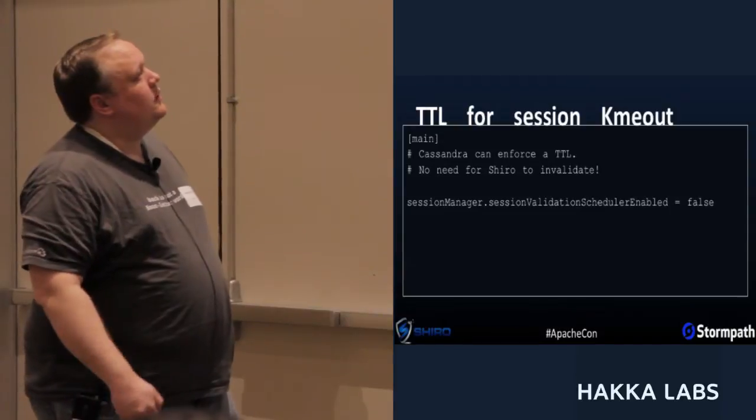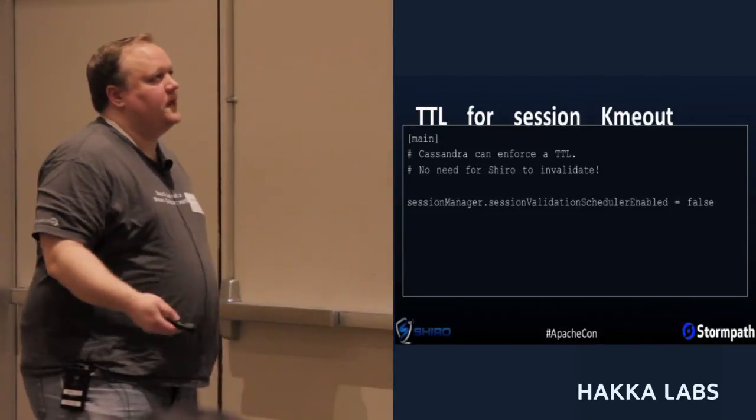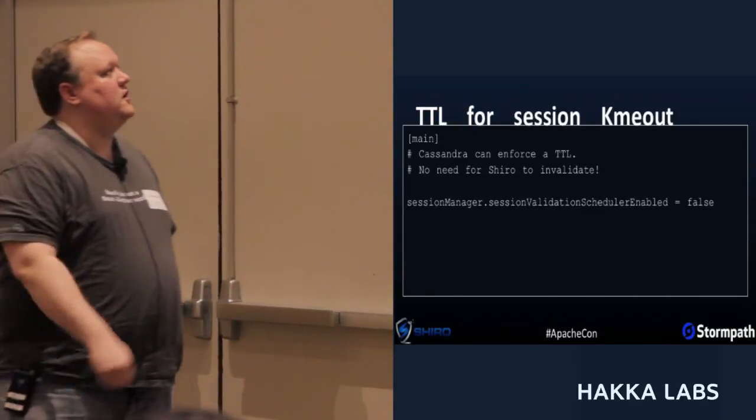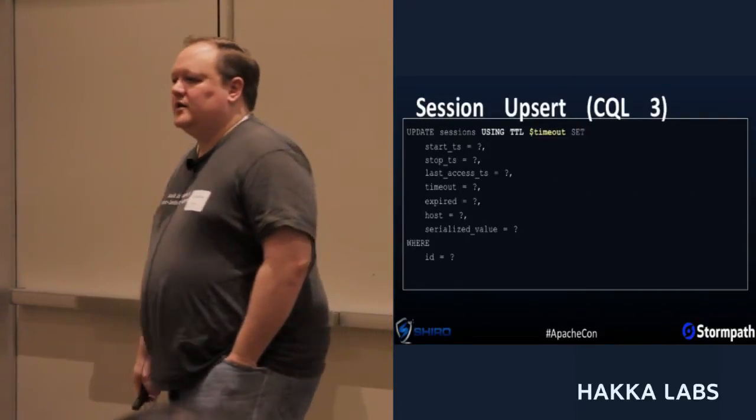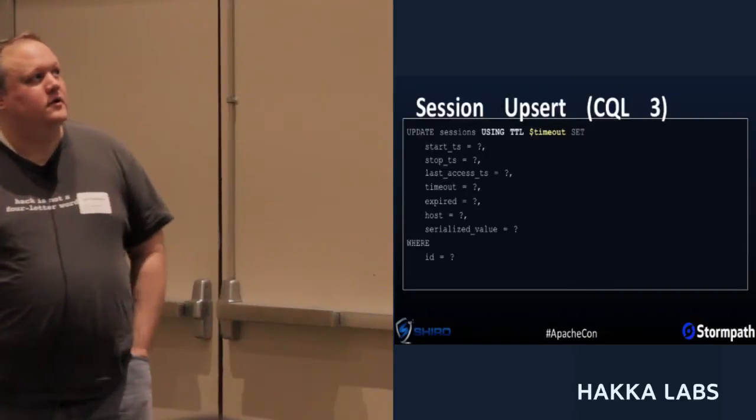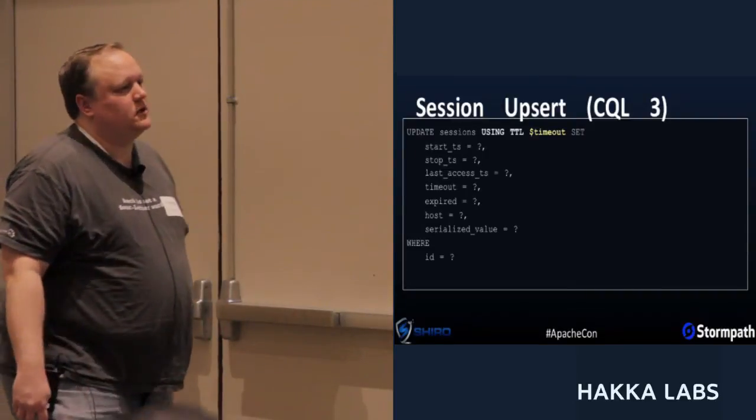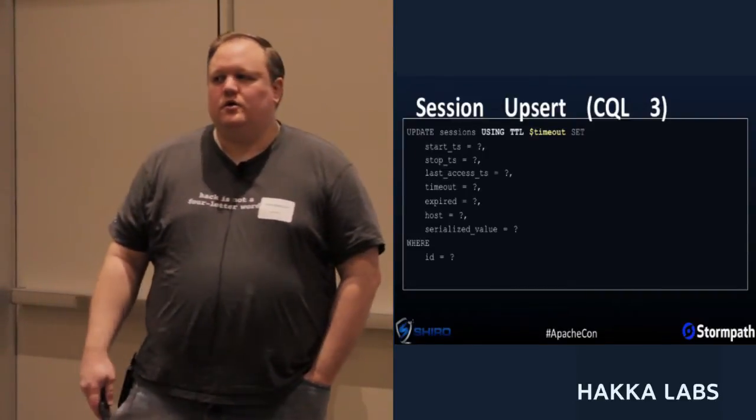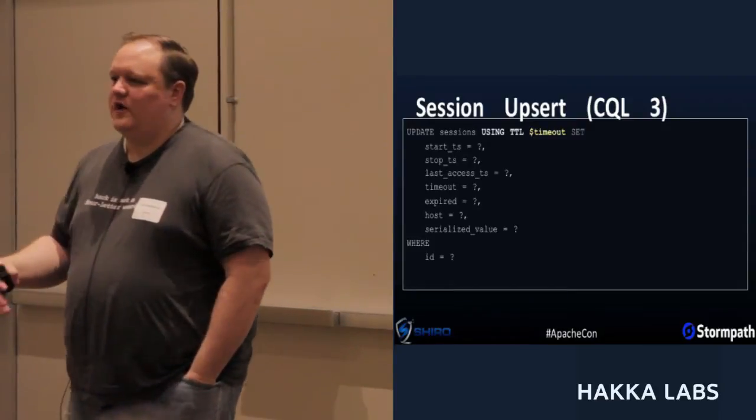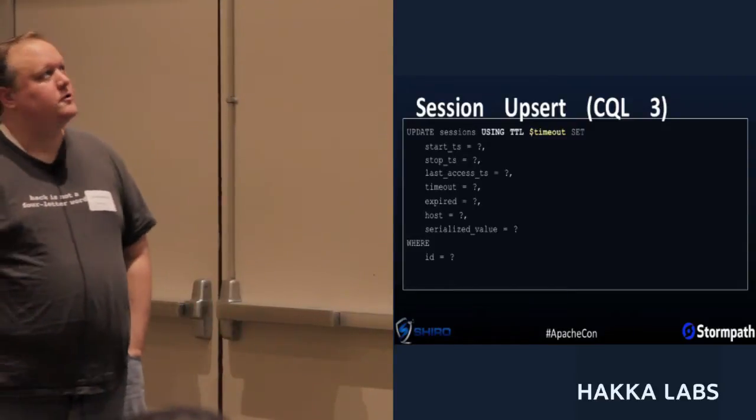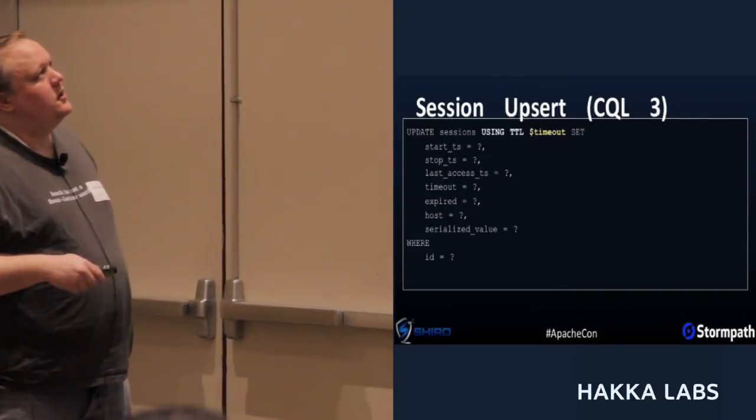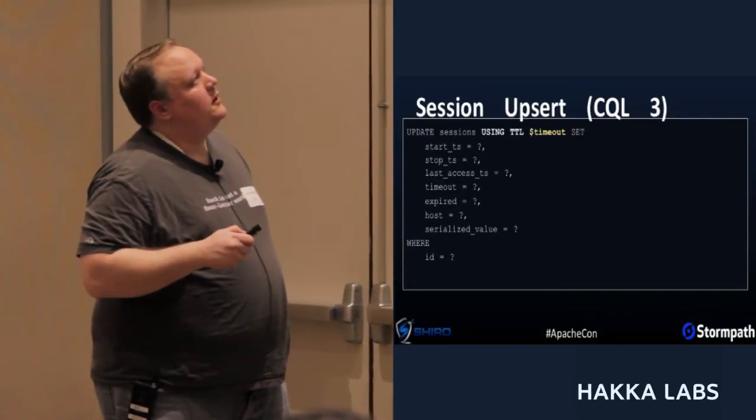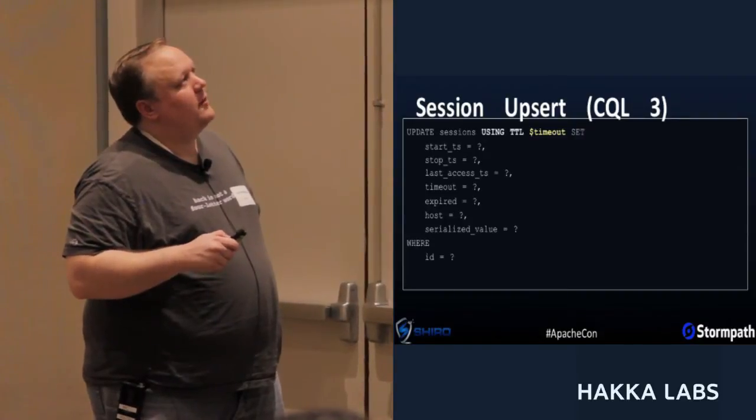And so now that that's off, how do we insert data or update sessions in the data store? And it's just a very simple CQL3 statement. Right, in Cassandra, we call this an upsert because there's really no difference between an insert and an update. And so you can use a single query to satisfy both insert and update scenarios. So here's what the query looks like. We're going to update the sessions. We're going to use a particular TTL. And this is your session timeout value.